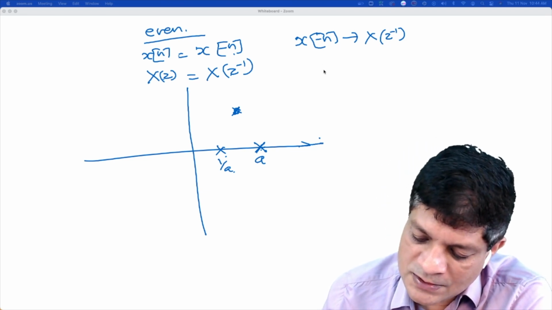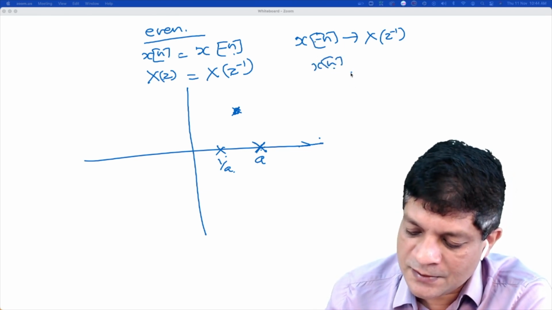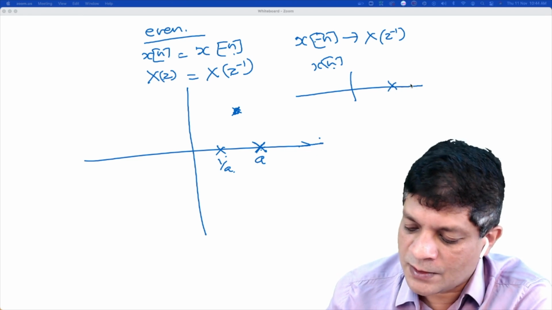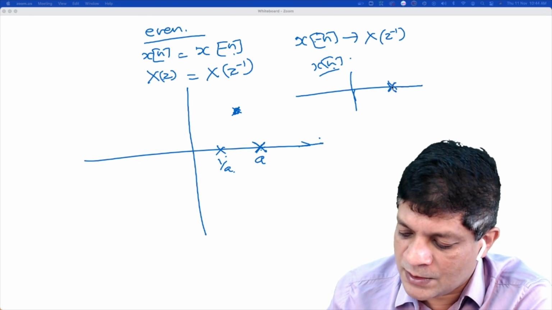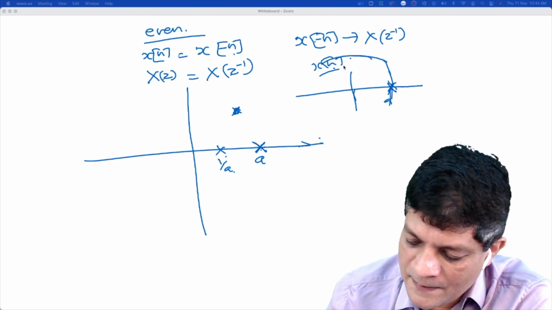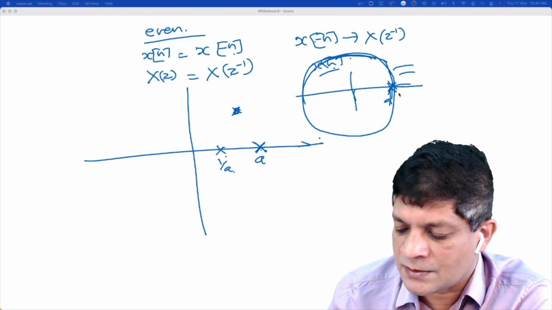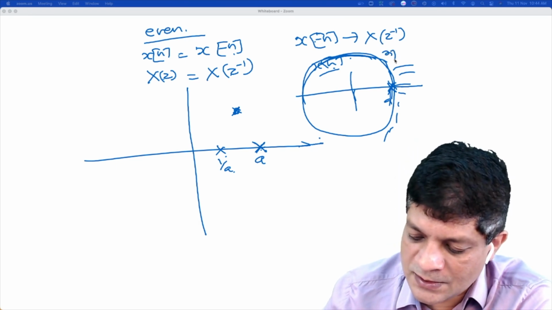For example, suppose the initial signal x[n] is right-sided, and there is a pole at this one. What is the shape of the ROC? If x[n] is right-sided, there is only one pole at A. What will be the shape of the ROC? It is outside this circle, isn't it? If we assume that it is a right-sided signal.